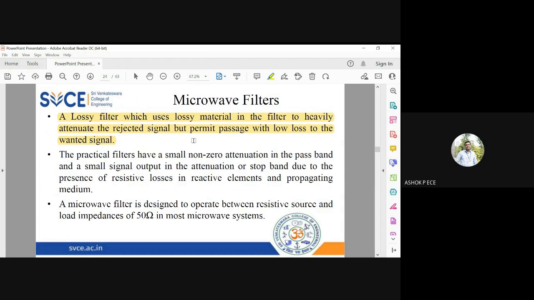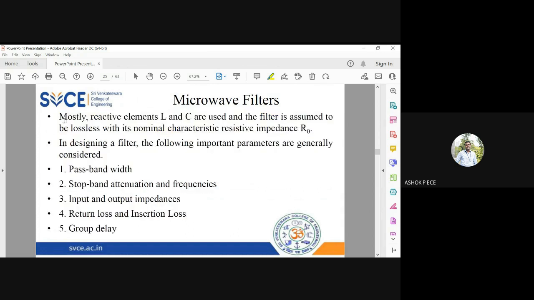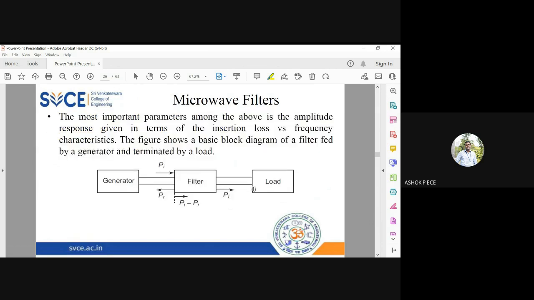And since we are going to operate at a very high frequency, the impedance matching should be confined to 50 ohms or 75 ohms, where the majority of the microwave circuits are going to operate. So mostly I'm going to use L and C networks and I'm going to terminate them with Z0. So the different parameters for a filter are: pass bandwidth, stop band frequencies, input output impedance, return loss, insertion loss, and group delay. So these are the different parameters of filters.